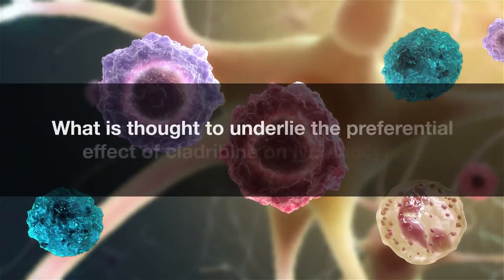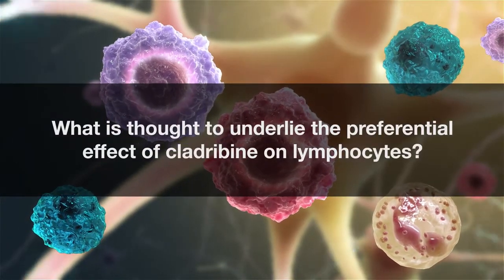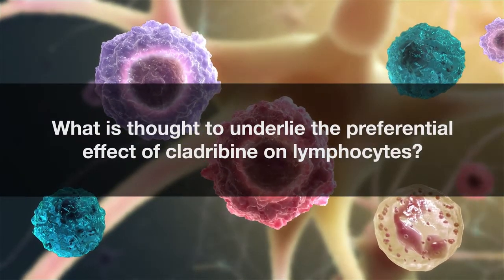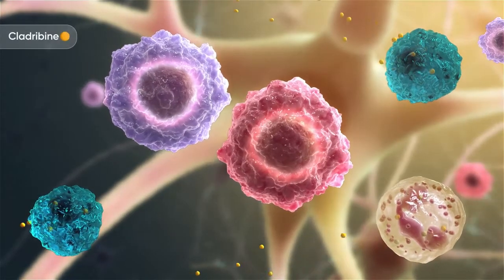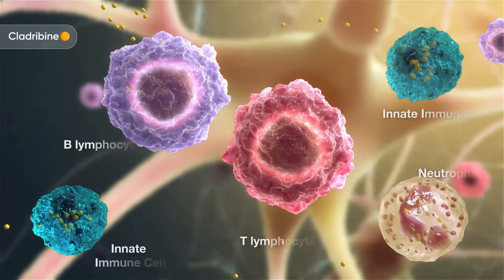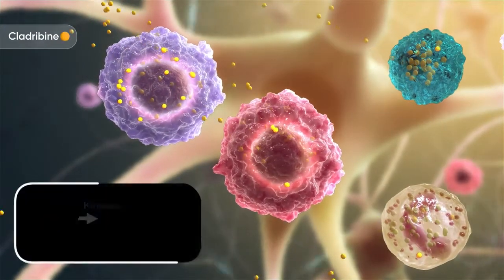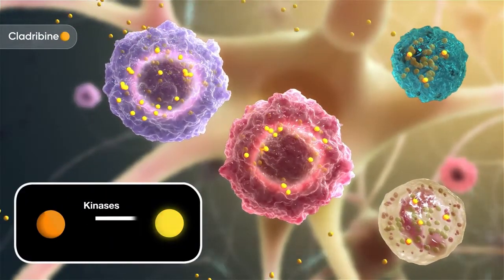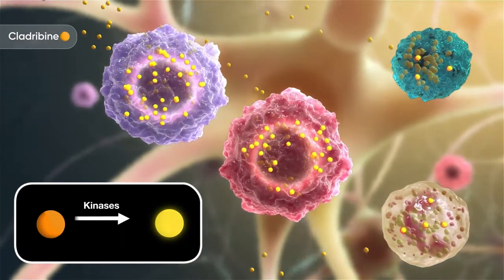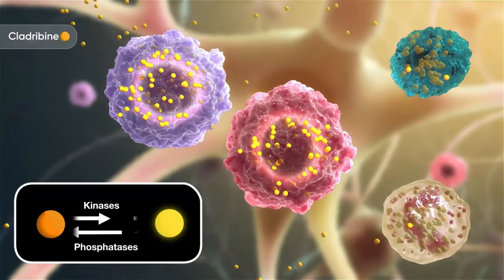What is thought to underlie the preferential effect of cladribine on lymphocytes? Cladribine is a prodrug. Inactive cladribine enters cells and is activated by specific kinases. It is also deactivated by specific phosphatases.